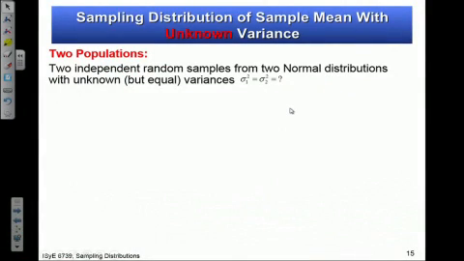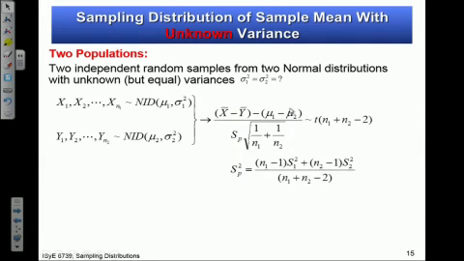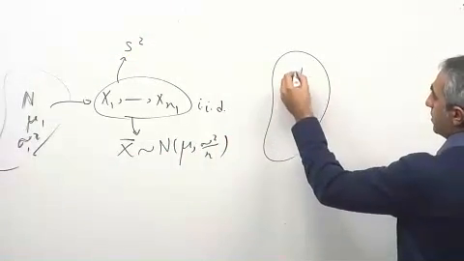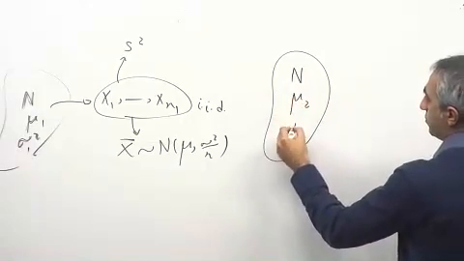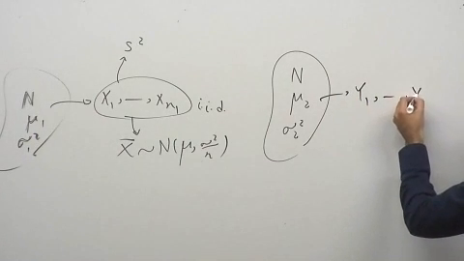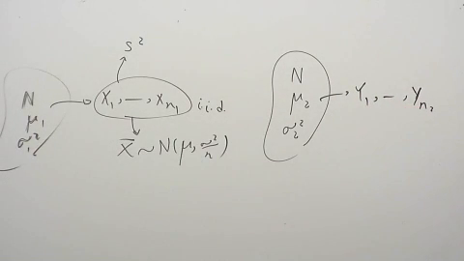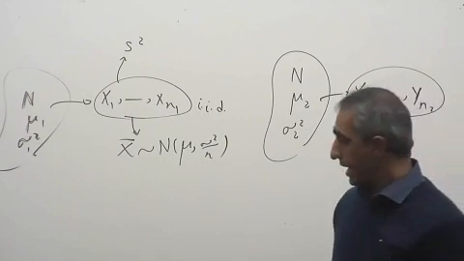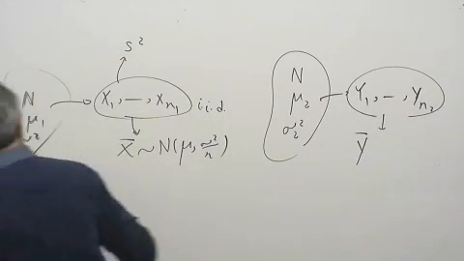So for two populations, let's say we have two populations. One is x1 up to xn1. This is mu1, sigma 1, again normal. The other population, the second population, is normal with mu2, sigma 2, and we have y1 up to yn2. And we can find y bar here.